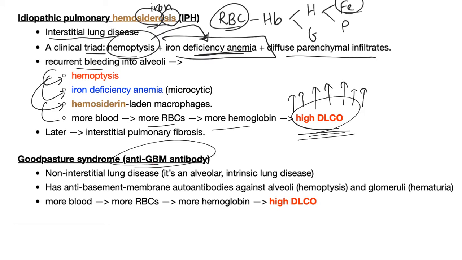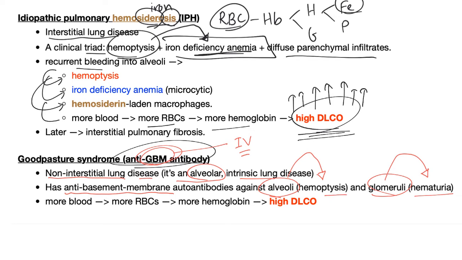Goodpasture syndrome, also known as anti-glomerular basement membrane antibody. And of course, glomerular basement membrane has type 4 collagen because type 4 is in the floor. Non-interstitial lung disease, it's alveolar, it's not parenchymal. There are antibodies against the basement membrane in the alveoli and the basement membrane in the glomeruli. Against the basement membrane of the alveoli leading to hemoptysis, and against the basement membrane of the glomeruli will lead to hematuria. Blood is coughed up, blood is peed out. If there is more blood, there is more RBCs, there is more hemoglobin, there is increased DLCO.